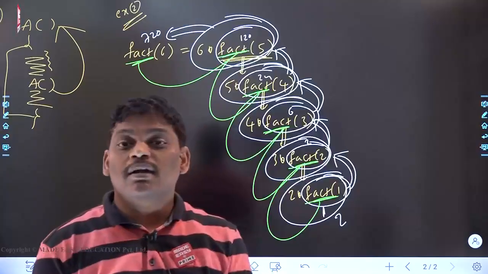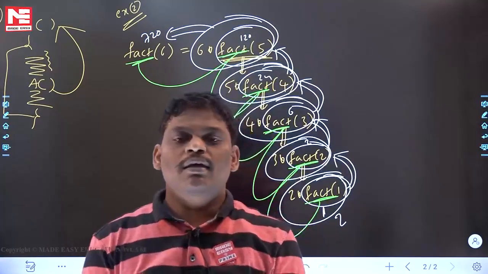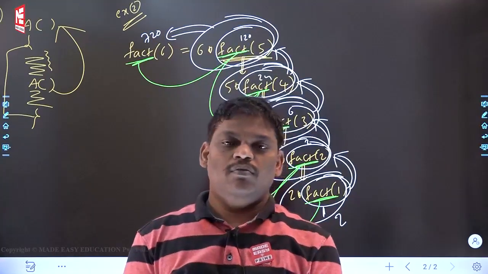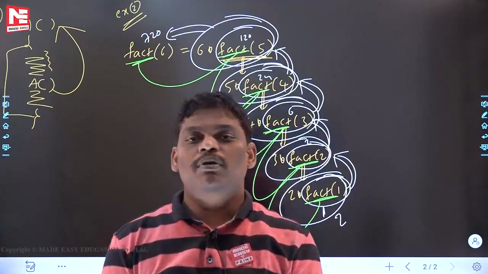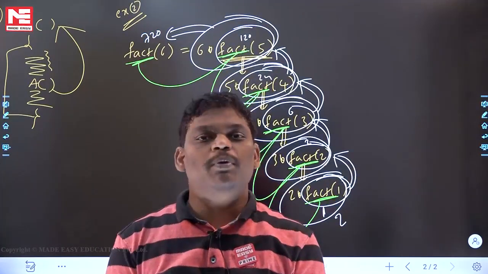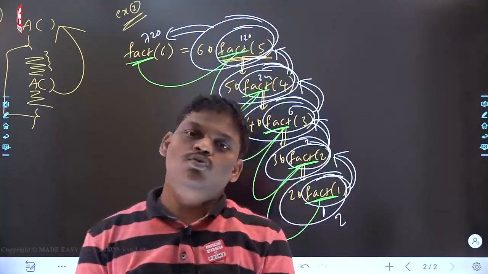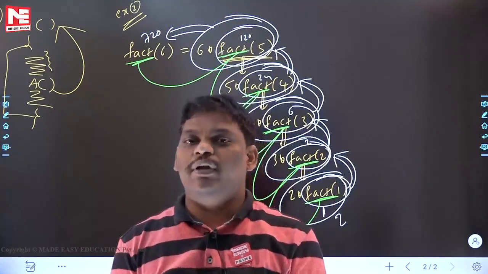See, stack means not a diagram. Stack means property. Can you say what property you are following here? Last in, first out, or first in, last out. Can you say how many functions are called? 6 people. Because you called many people, they have to wait somewhere. If they don't wait, you may lose all of them.